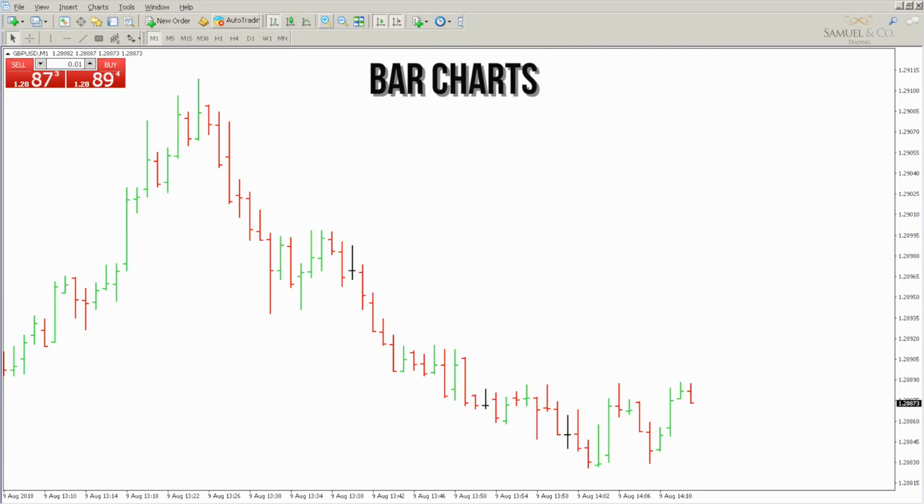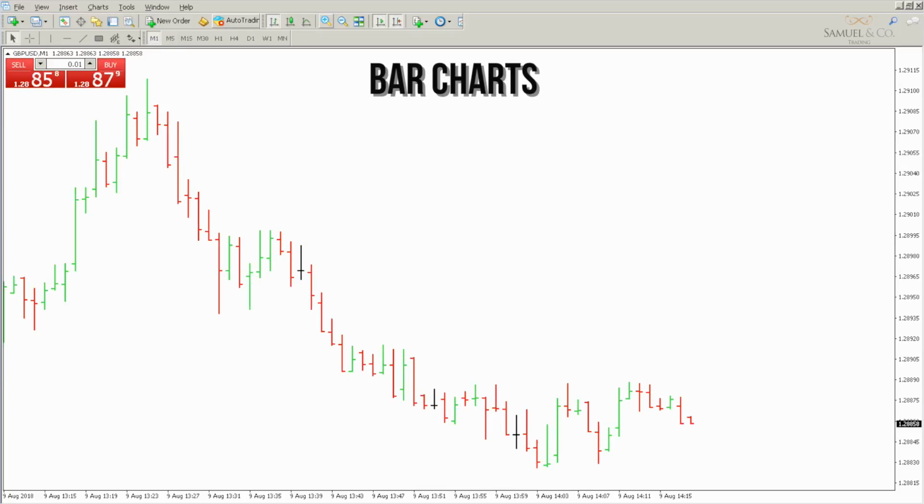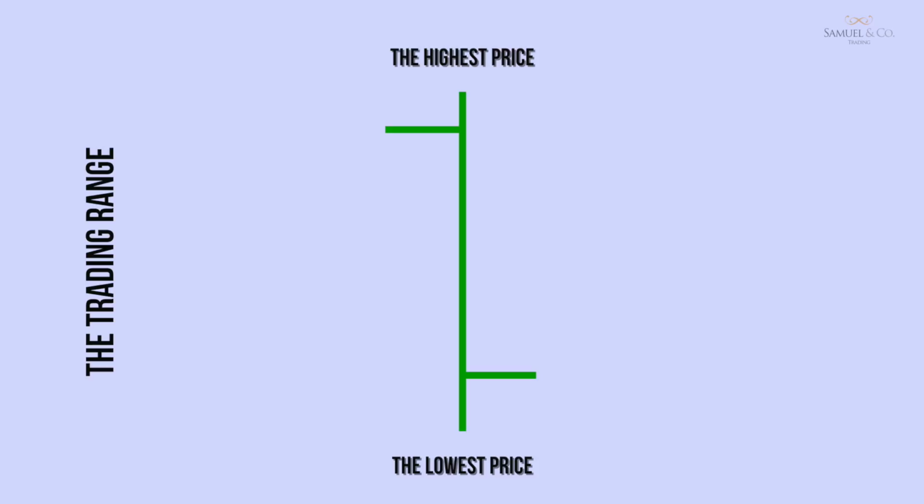A bar chart is a little more detailed. It shows the opening and closing prices as well as the highs and the lows. The bottom of the vertical bar indicates the lowest traded price for that time period, while the top of the bar indicates the highest paid price. The vertical bar itself indicates the currency pair's trading range as a whole. The horizontal line on the left side of the bar is the opening price, and the horizontal line on the right side is the closing price.